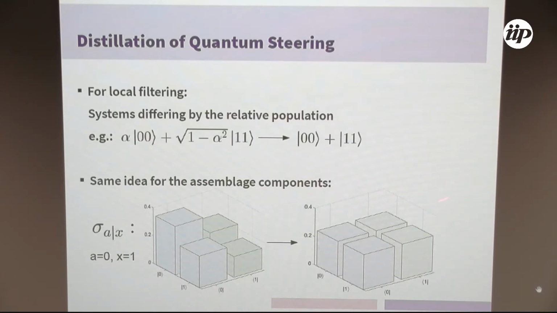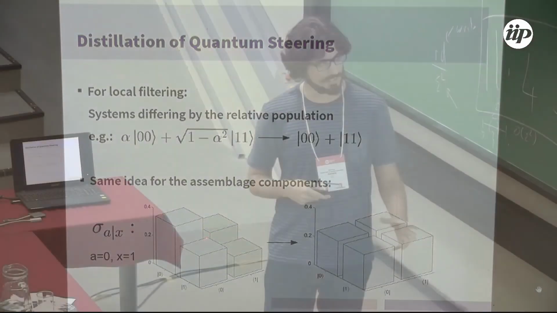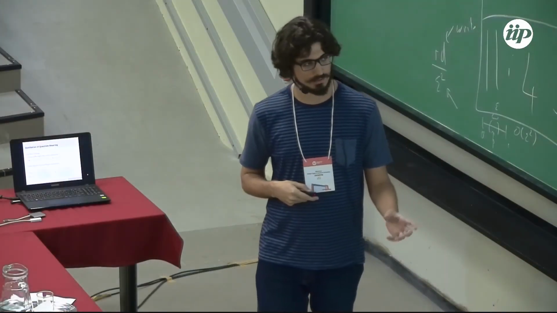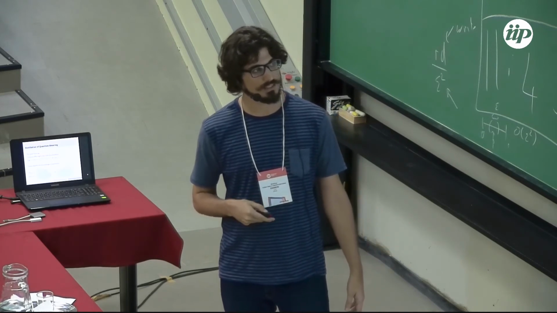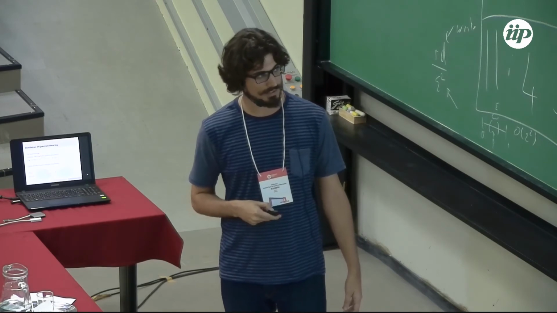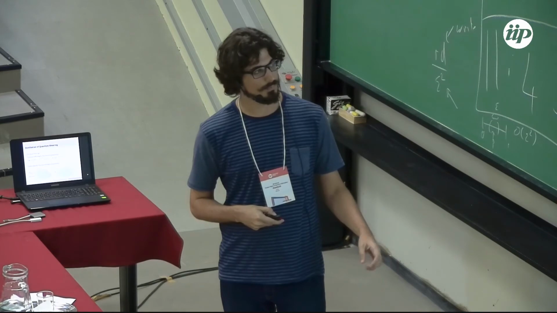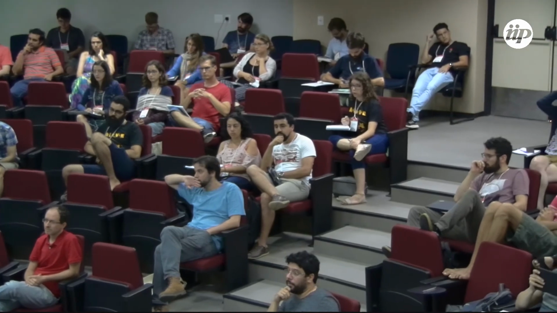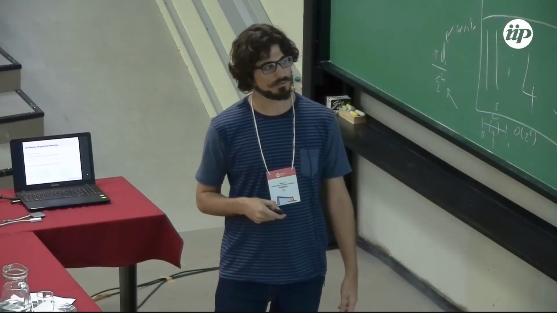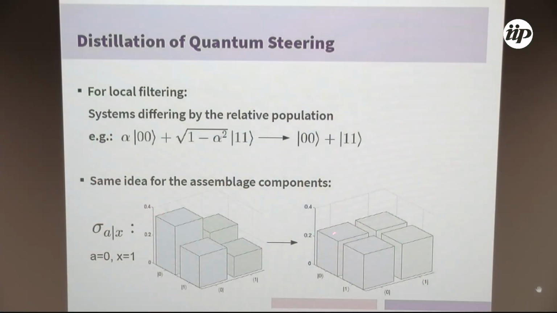In the case of steering, you can also consider this. So we have here an assemblage. I have this component here as an example. Here I show you one of the subnormalized states that doesn't have the maximal correlation. Here is the maximal correlation. So how can I modify my state, within that framework of free operations, to come to this side here?